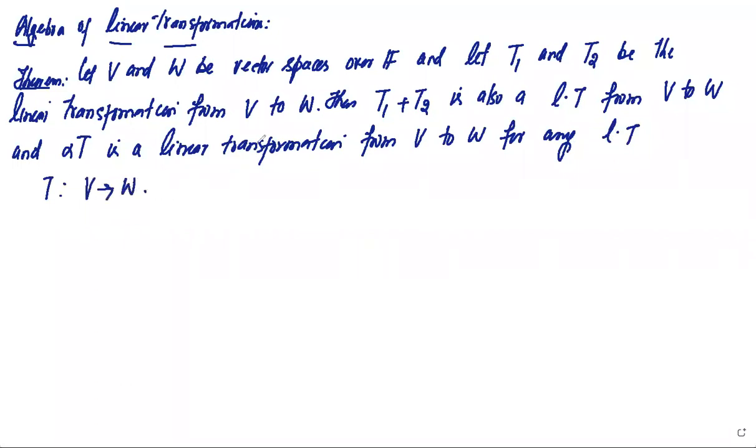So what do we have to do in this? We have to show that if we have any two linear transformations from V into W, then their sum is again a linear transformation, and a scalar times a linear transformation is always a linear transformation. So we have to prove these two things: the sum of linear transformations is a linear transformation, and a scalar times a linear transformation is also a linear transformation between the same vector spaces.